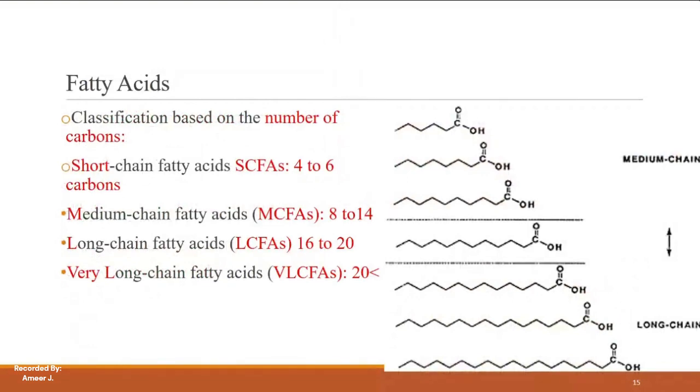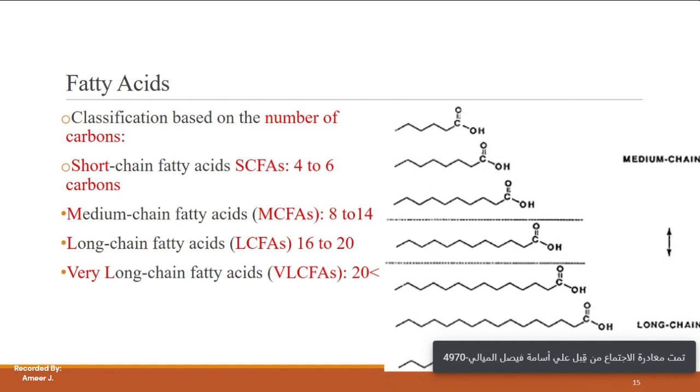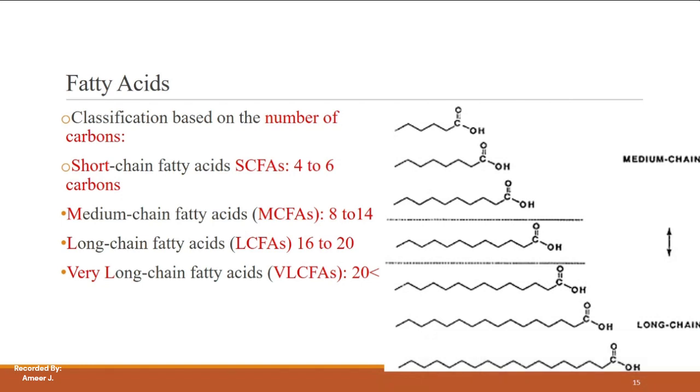And after the classification based on number of carbons, we have 4 parts. Short chain fatty acids, in abbreviation SCFA, 4 to 6 carbons. Medium chain fatty acids, 8 to 14. Long chain fatty acids, 16 to 20. And very long chain fatty acids, more than 20.